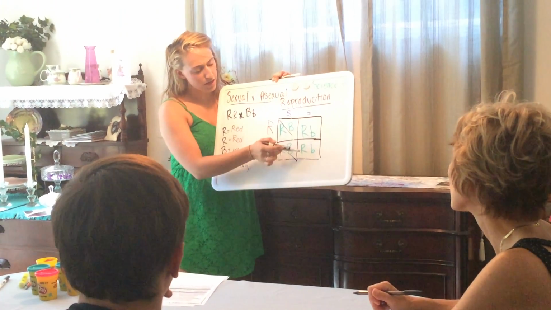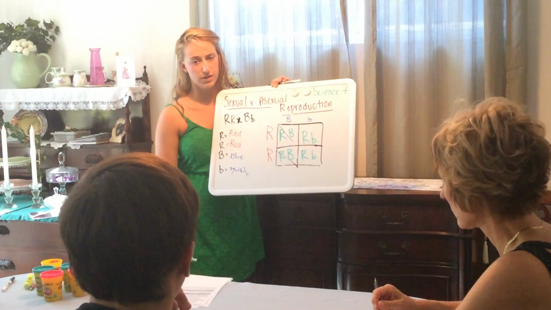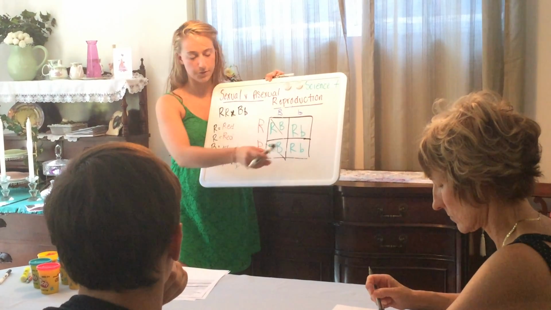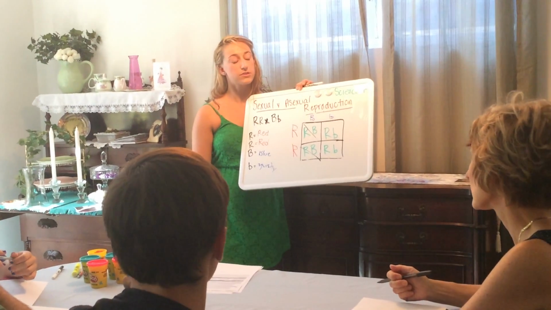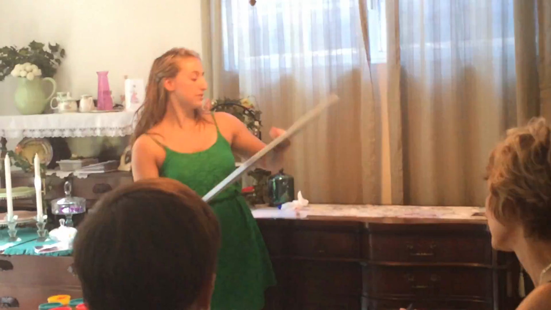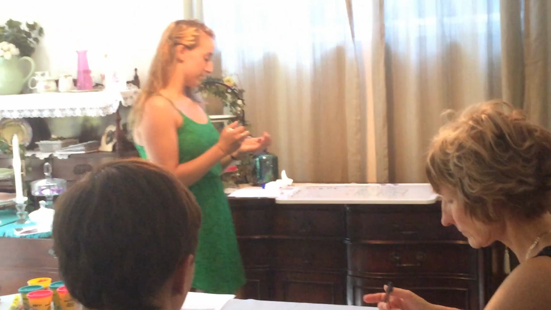And what's going on here? What are those two going to look like? Dominantly red. Dominantly red, but what does that lowercase b stand for again, Katie? Squishy. Squishy. So it's going to be red and squishy. Good, excellent. So let's do one more now.